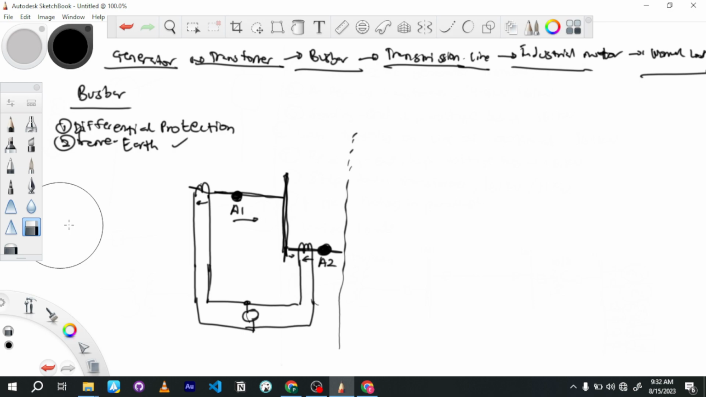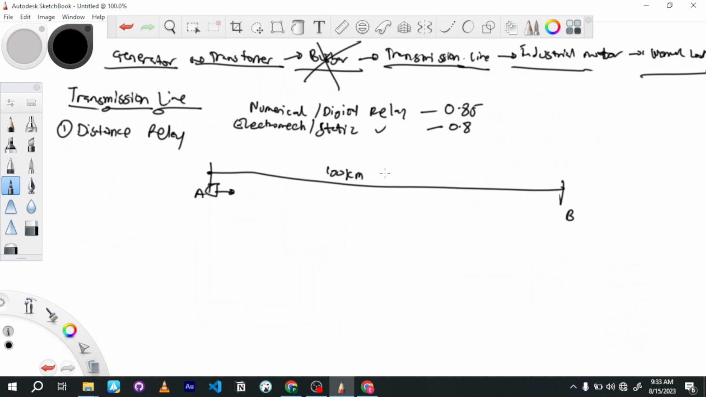For numerical relay, zone A is 0.85, and for electromechanical, it is 0.8. So if I give you a long transmission line that is 100 kilometers, and tell you that, let's look at the question very quickly.